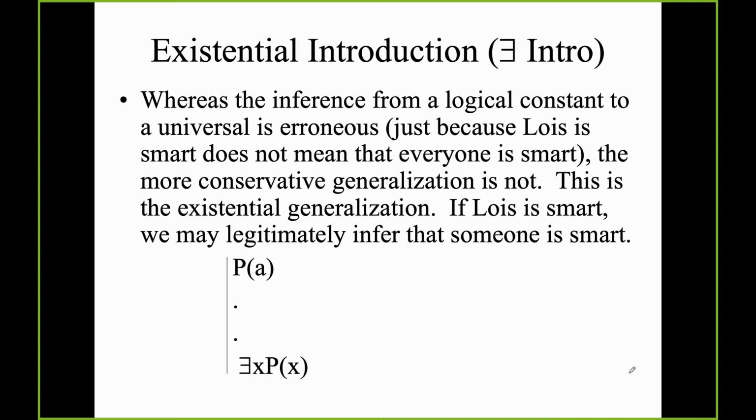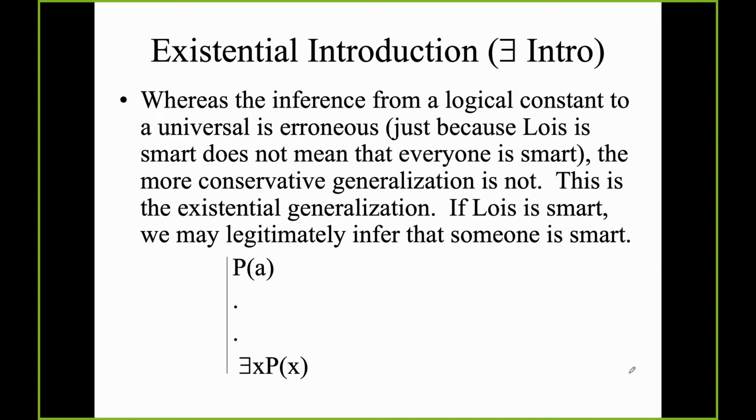If Chloe loves logic, it follows that someone does, which is a much more conservative claim than trying to say Chloe loves logic, therefore everyone does. Right? Remember, if I want to prove a universal, I have to go through this process of grabbing an arbitrary name. Okay.